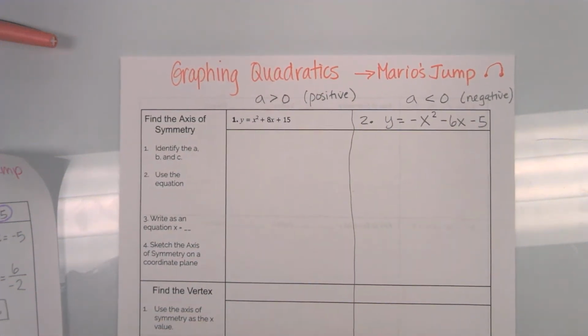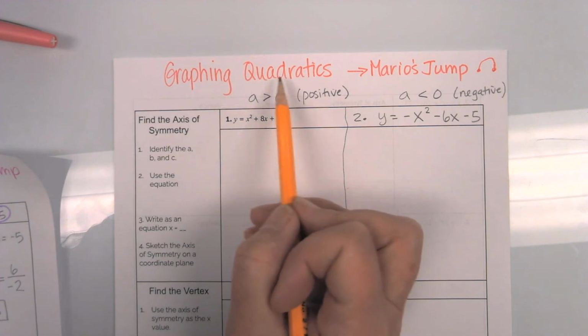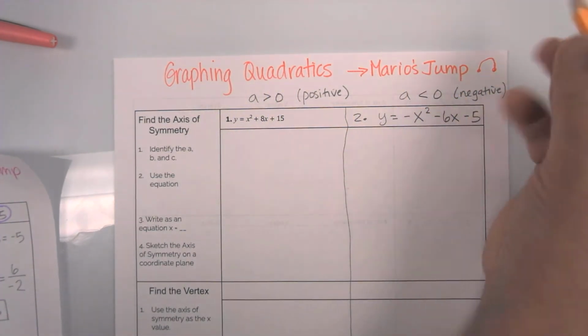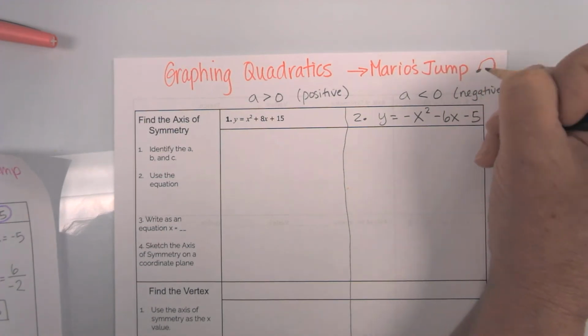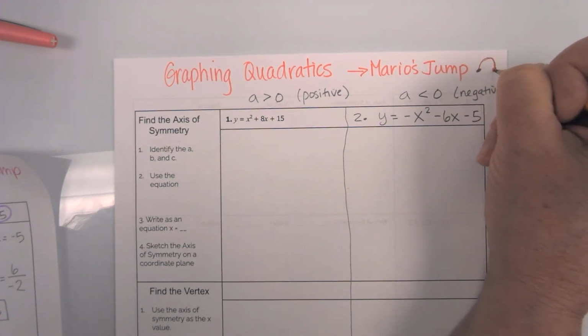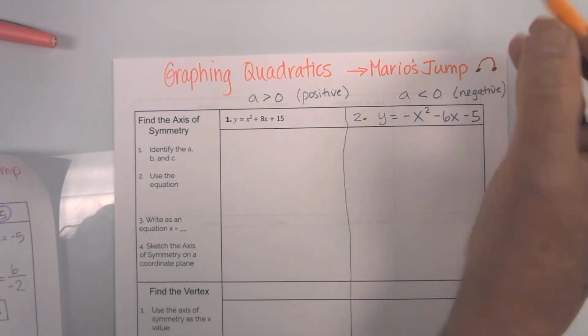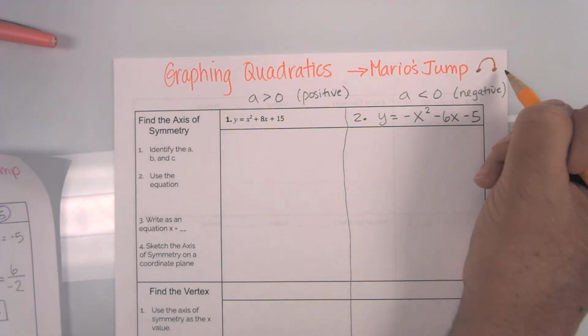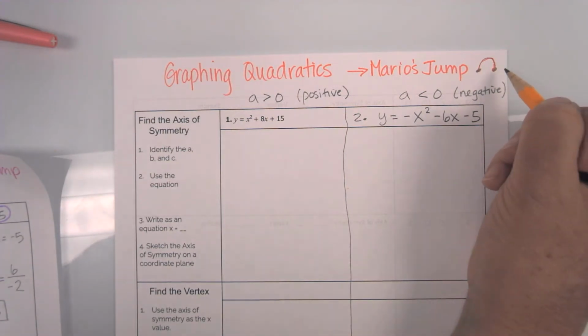Good morning, mathematicians. Today we are working on graphing quadratics. Now remember, this is when we looked at Mario's jump. Remember, we were looking for the roots because he started and then it told us where he was jumping and where he would land. So part of our graphing quadratics is to find all the features that we need to be able to sketch his jump.